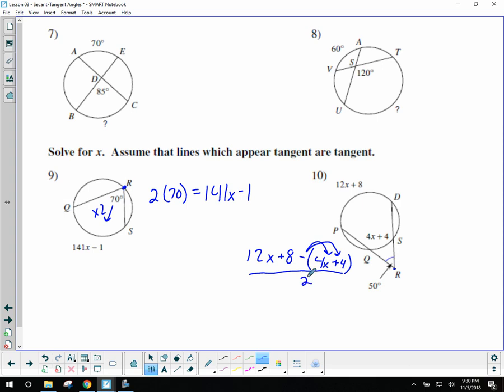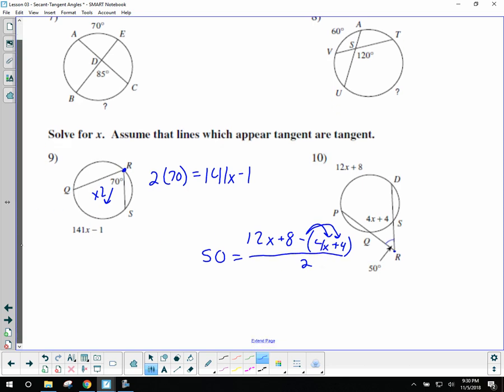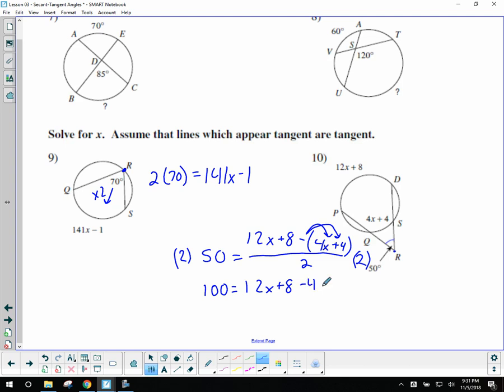Being that there's a lot of work here and I already know someone's going to want me to do it, I'll go ahead and do it for you. Remember, distributing the negative, and we'll also need to get rid of this 2. I'm going to get rid of the 2 first, and try to kill 2 birds with 1 stone. So 50 times 2 is 100 equals 12x plus 8. Distribute the negative, negative 4x, negative 4.